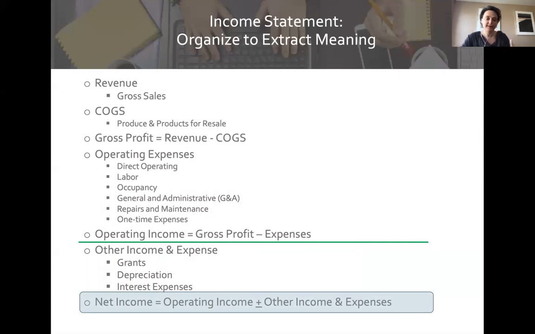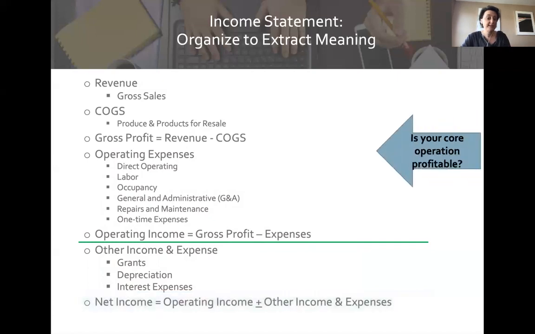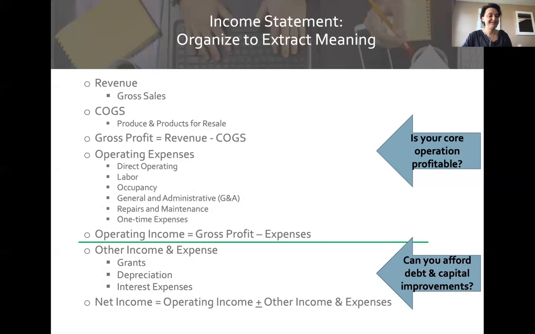And by breaking it up this way, we can see, number one, is our core operation profitable? Are we profitable raising tomatoes and chickens and beef and dairy? Or is something else driving losses and profits? And can we afford our debt and capital improvements? So if our grant income is putting us into a positive profit situation, then we need to reconsider our operations. We want to make sure our operating profit is positive and we can withstand it without grants.